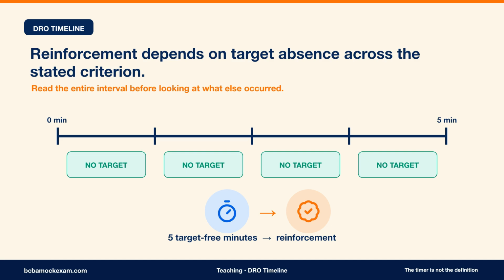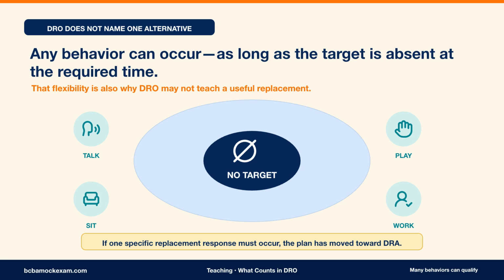In whole interval DRO, the target must remain absent throughout the criterion before reinforcement is delivered. Momentary DRO checks absence only at the scheduled observation. A timer alone does not define DRO because DRL can also use intervals. The defining relation is reinforcement for target absence. Many different behaviors can occur during a successful DRO interval.